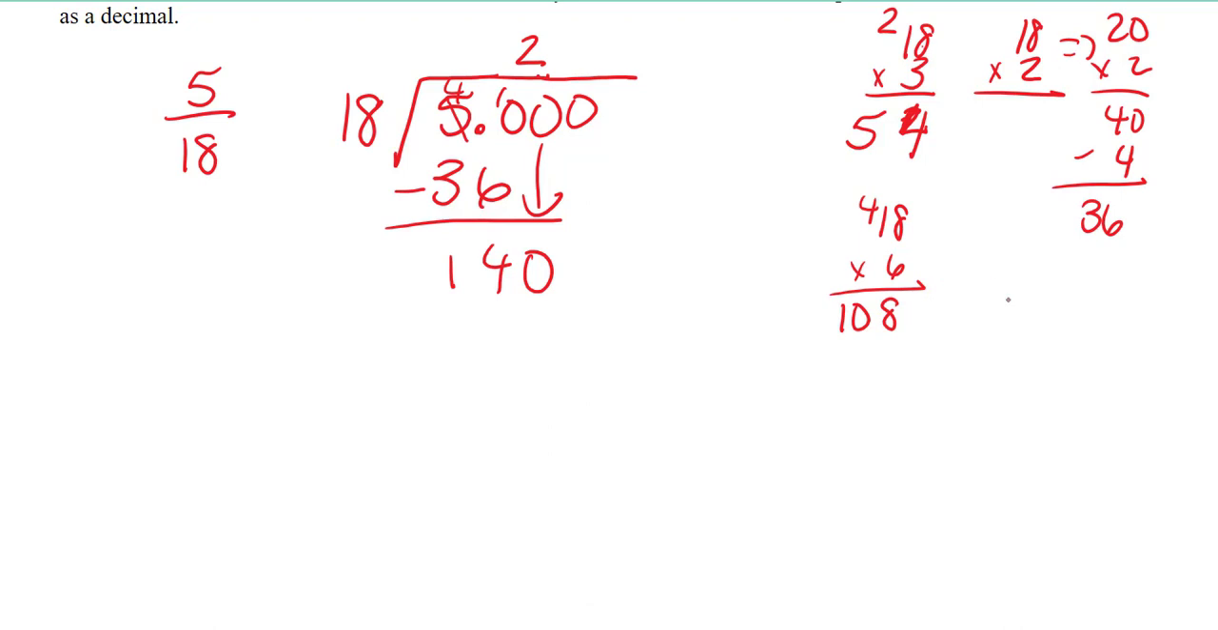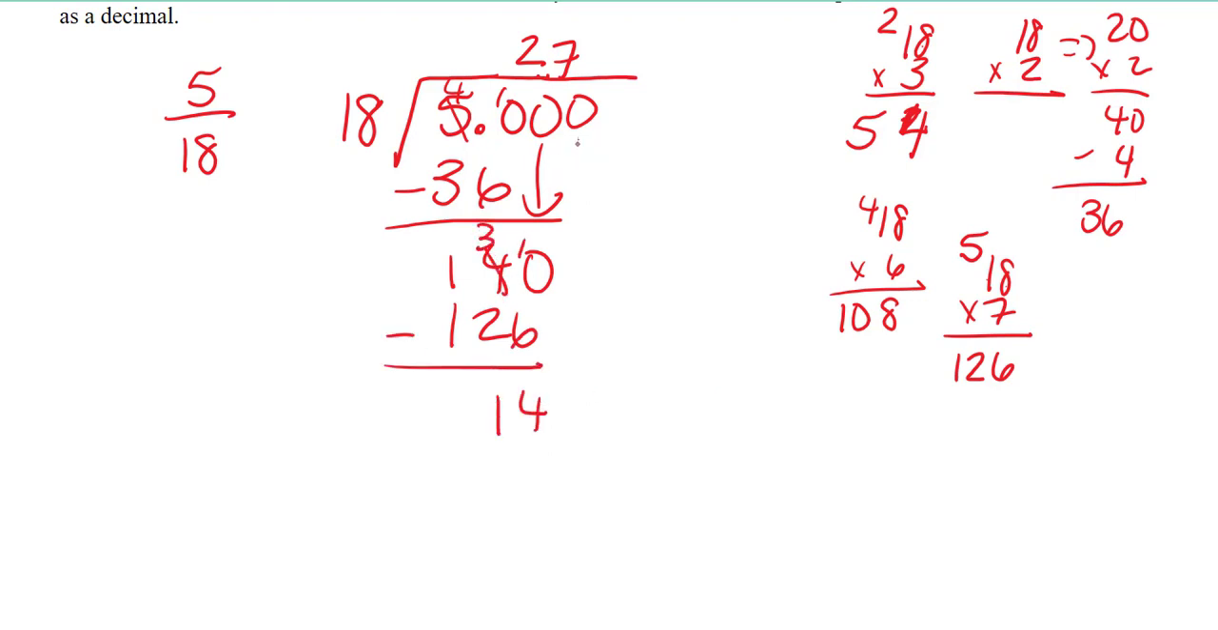Let's go ahead and just try 18 times 7. 56. Carry the 5. 7, 12. So there we go. So we have 7 here. 18 times 7 is 126. We go ahead and subtract.